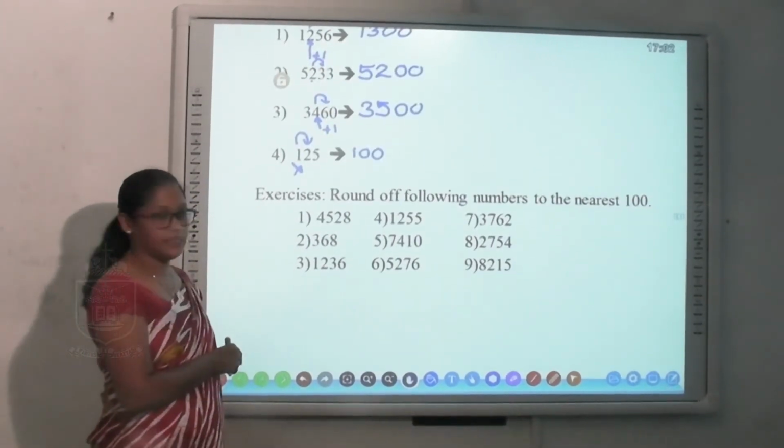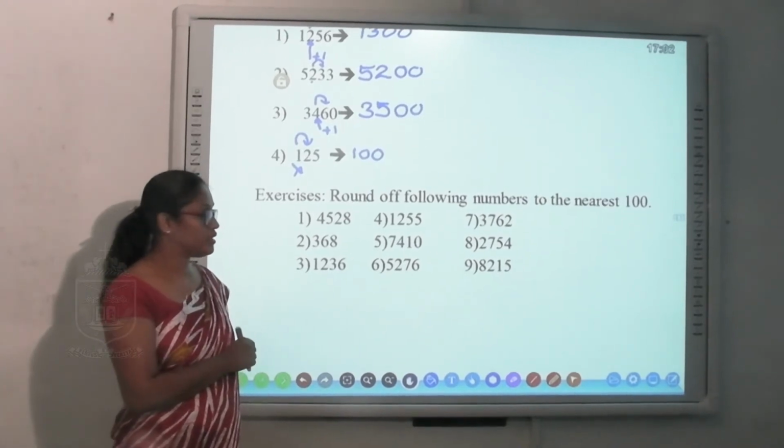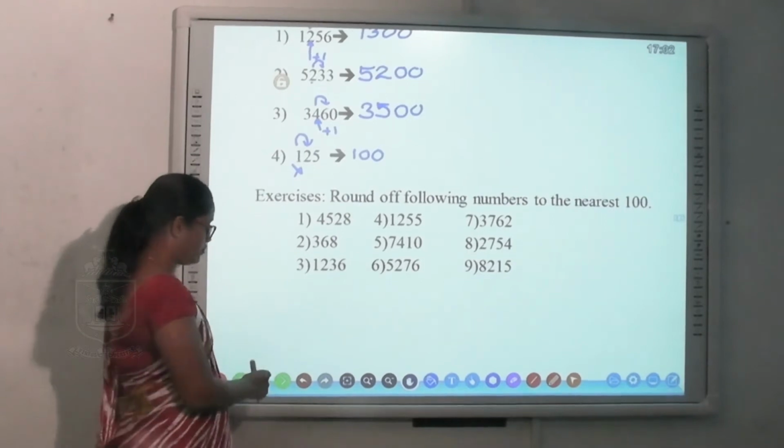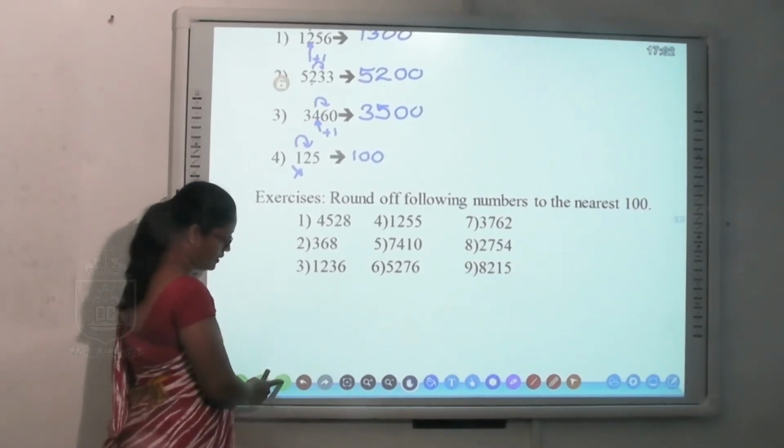These are the exercises I am assigning to you. Try them alone, and furthermore you can follow your textbooks. So we will move to the next part of the lesson.